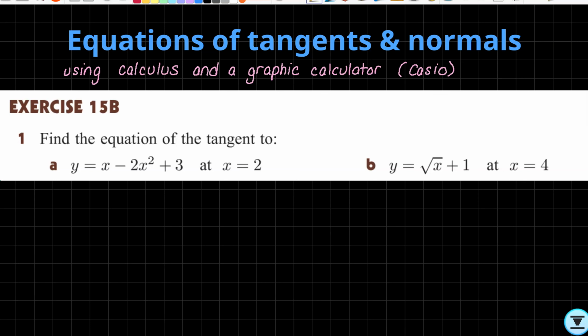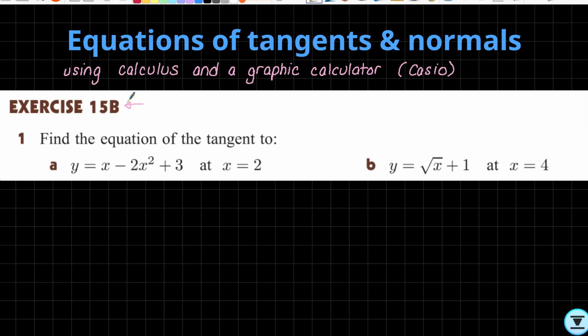Okay, so this video is about how to find the equations of tangents and normals, and it's going to help you hopefully work your way through exercise 15B with calculus and using your calculator as well. All right, so have your rules handy, the basic ones, although we know them by now. And remember, the derivative represents the slope of the tangent.